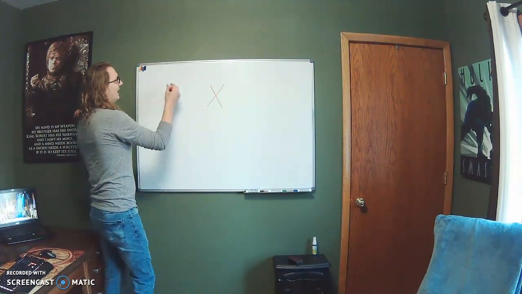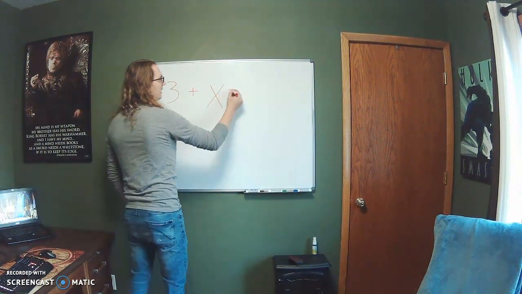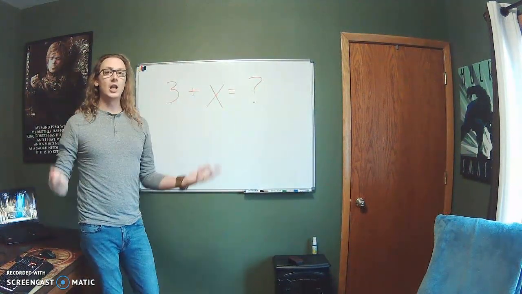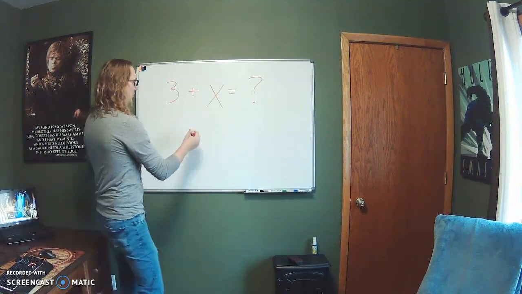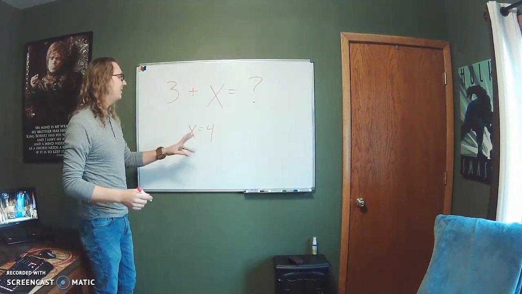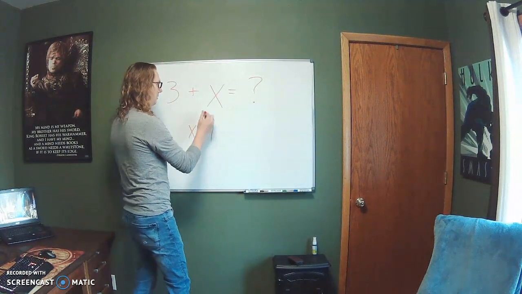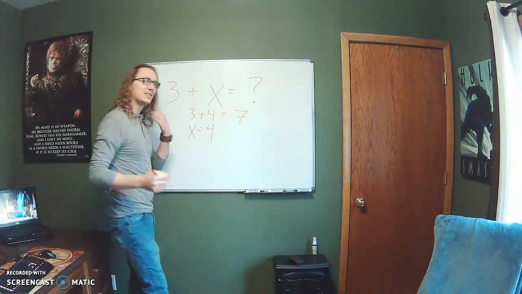So if I say I have 3 plus X equals question mark, there are a lot of different values, an infinite number of values we could plug in for X. So if X equals 4, then we take that 4 and we plug it in for X. And 3 plus 4 would equal 7 is what we're going to get.